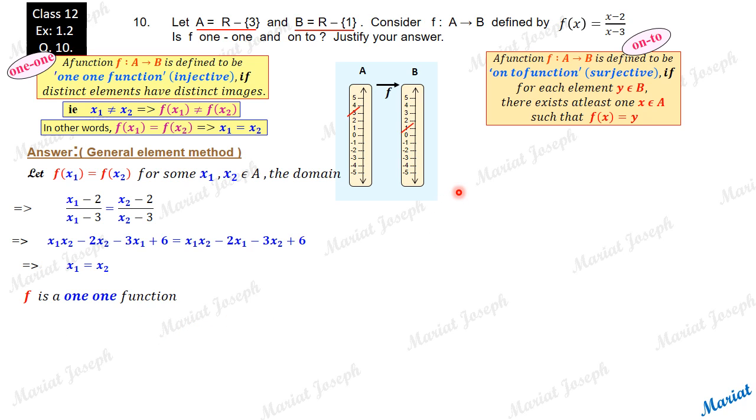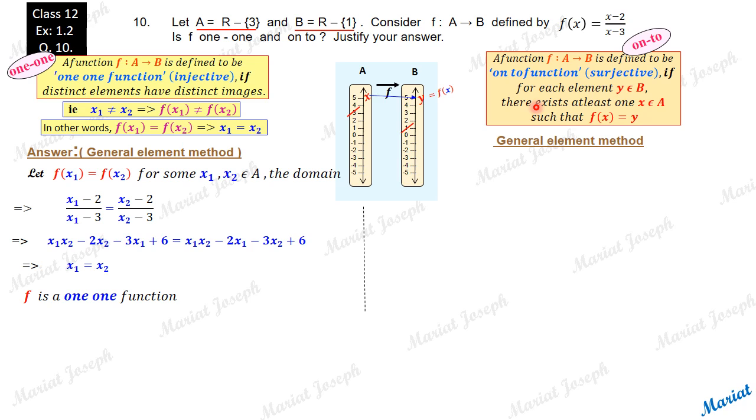Now we need to check whether it is an onto function. What is an onto function? A function f defined from set A to set B is called an onto function or surjective function if for each element y that we take in the codomain, there exists at least one x in the domain such that the image of that x is equal to y itself. I mean, for each y that we take in the codomain, we should be able to find an x in the domain such that the image of this x is equal to the y that we have taken here. Let's check these three stages of this definition.